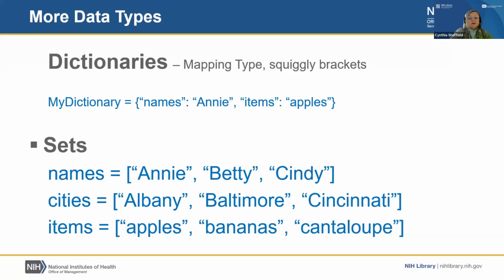And then sets are mutable, not a fixed size. They're unordered, so the order doesn't matter. And the elements are unique, so you can't repeat an item within a set. And note the difference between the sets shown here and the list from the previous slide, where elements could repeat.